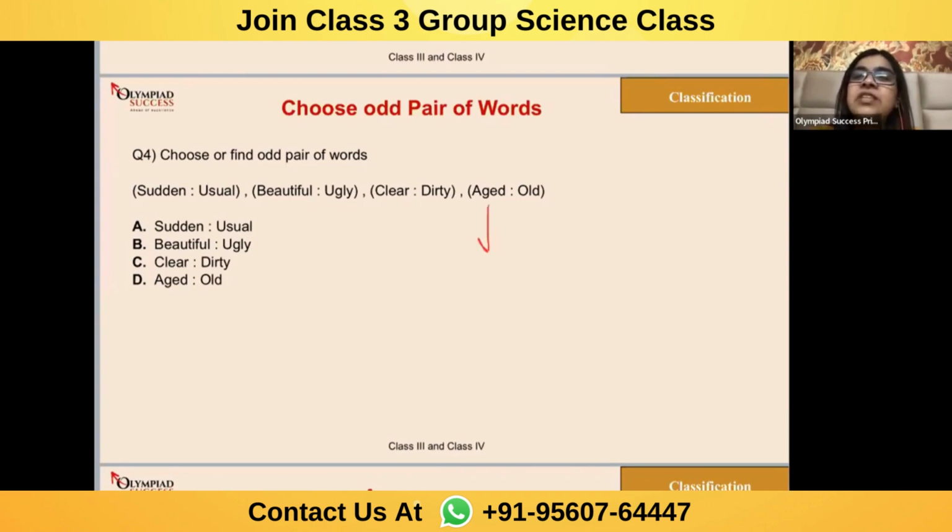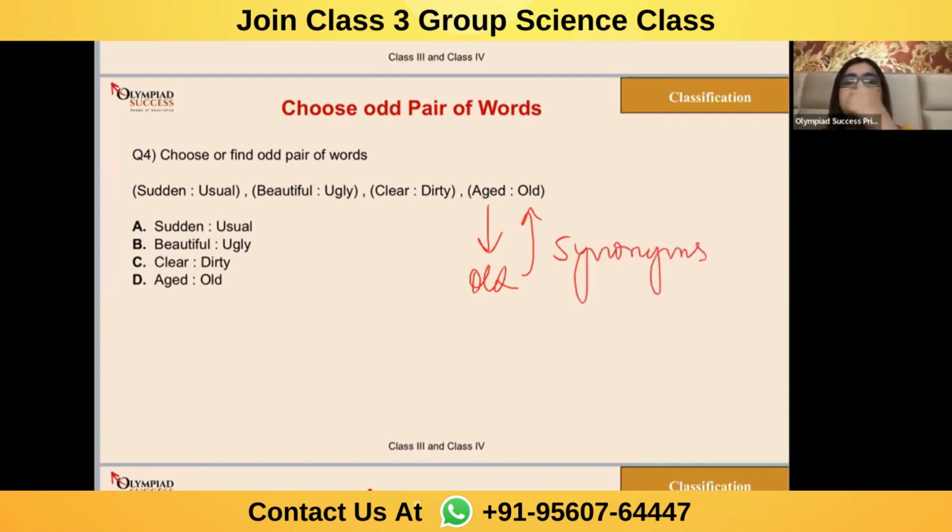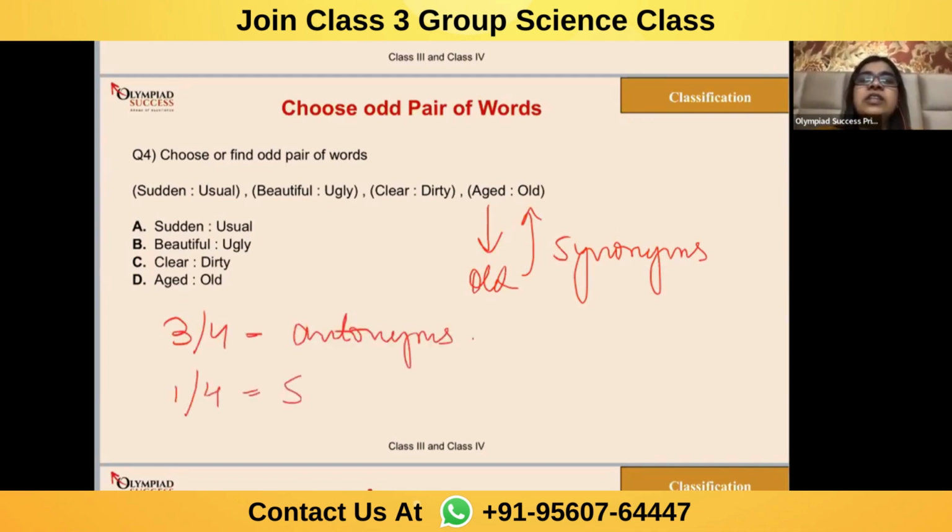But aged means old only. They are synonyms. What are they? Synonyms. Same meaning words are called synonyms. So how can this question be done? There are 4 pairs. 3 out of 4 are antonyms, that is opposite, and 1 out of 4 is a synonym. Fine. 3 out of 4 antonyms, 1 out of 4 synonyms.